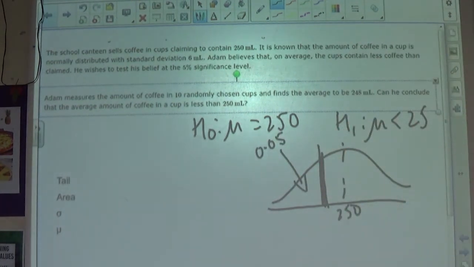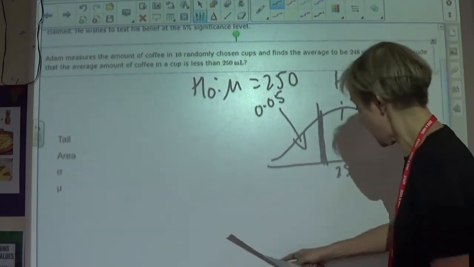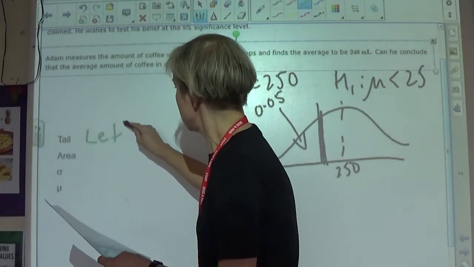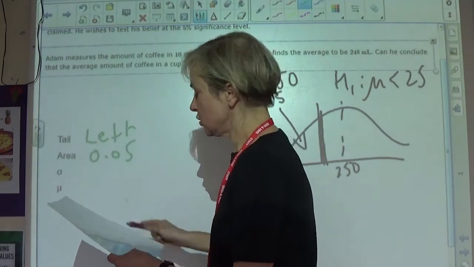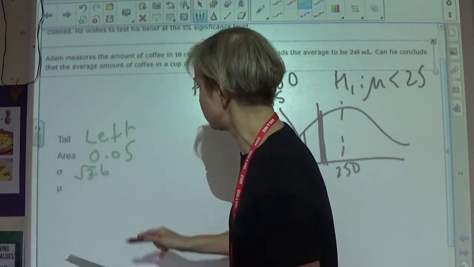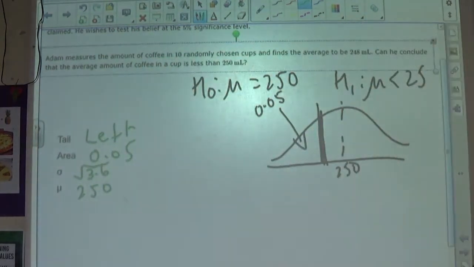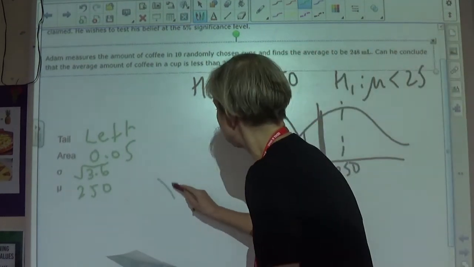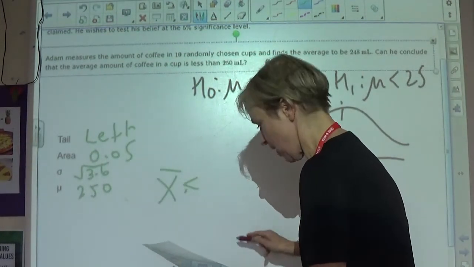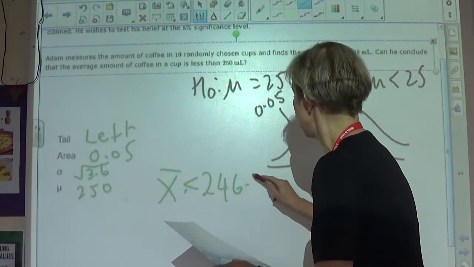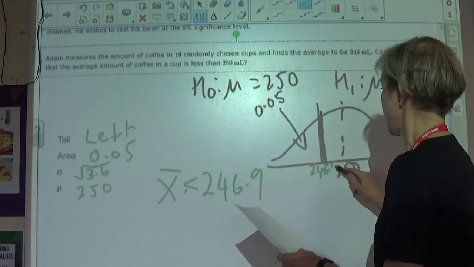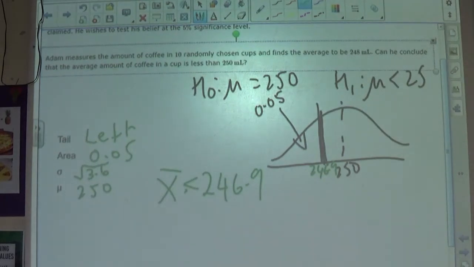To set up your critical region, you go inverse normal, and you're going to put these in. Your tail is to the left, your area is 5%, your sigma is the square root of 3.6, and mu is 250. What you're then going to get out of there is 246.9. So your critical region is x bar being less than 246.9. Any value that's less than 246.9 will be rejected.